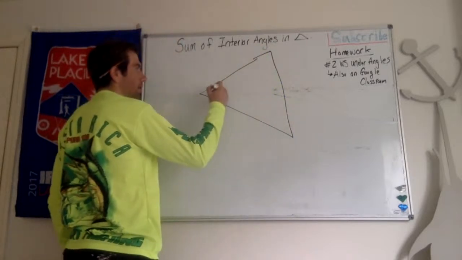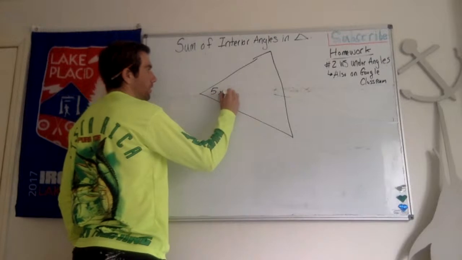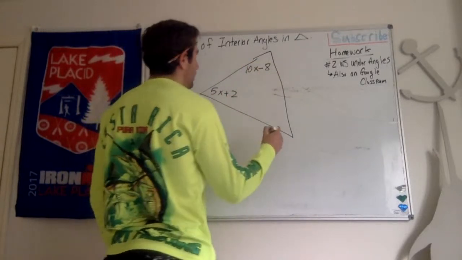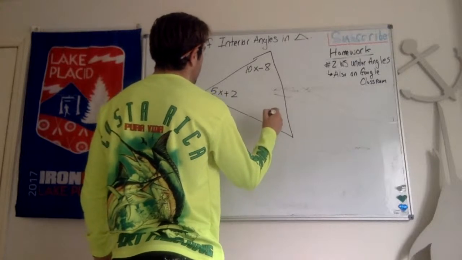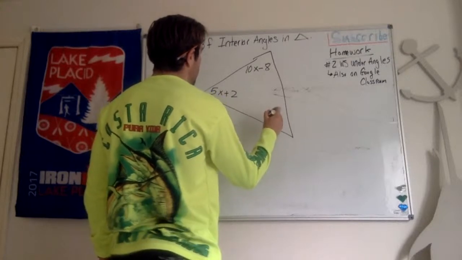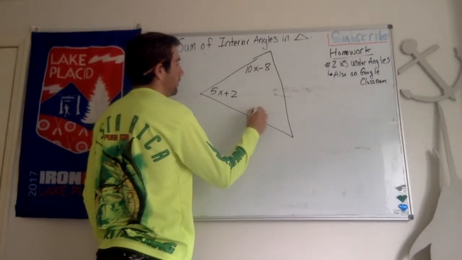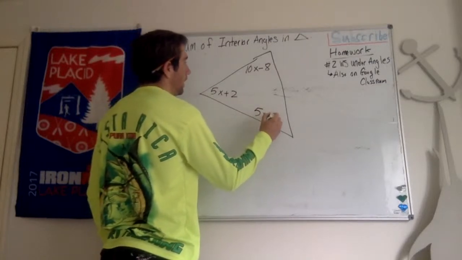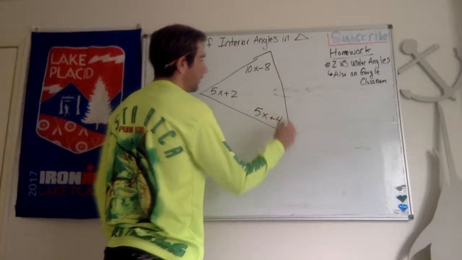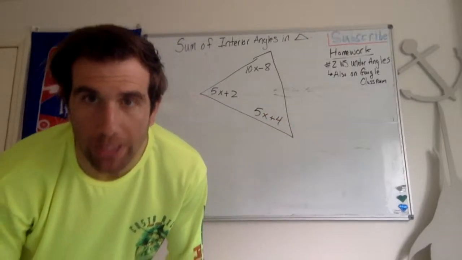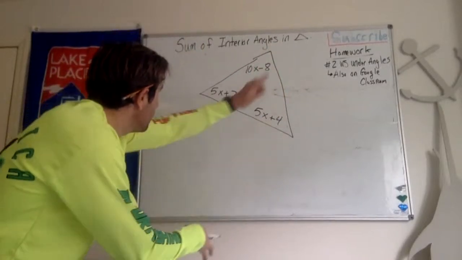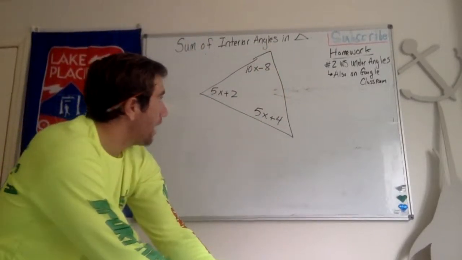Let's do. You ready? 5x plus 2, 10x minus 8, 5x plus 4. Are we done, Tatiana? Yeah, we're done after this one. Oh no, I gave you 3 expressions in a triangle. I don't know what to do.